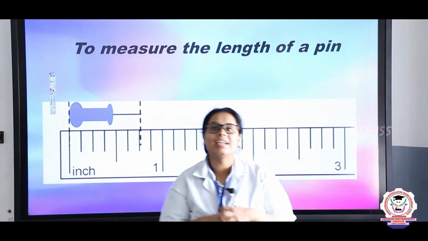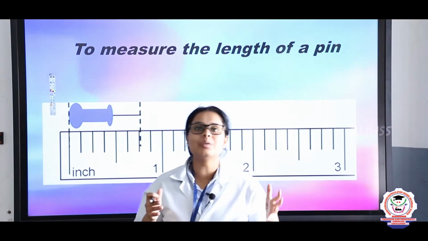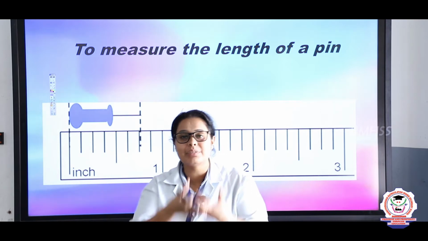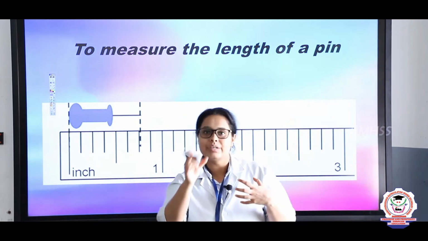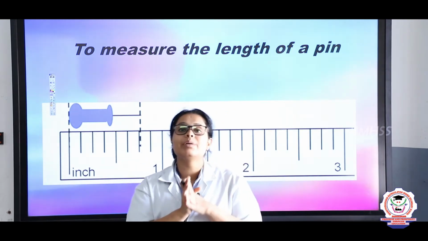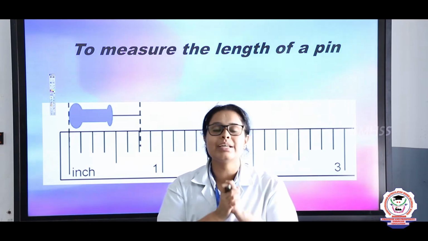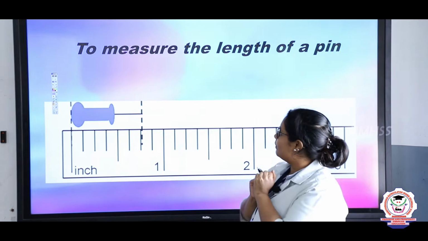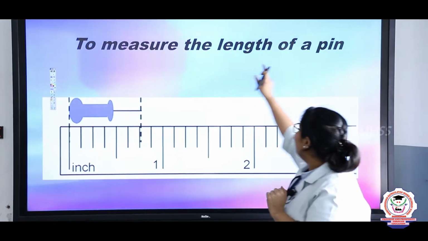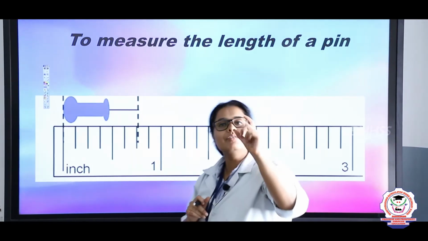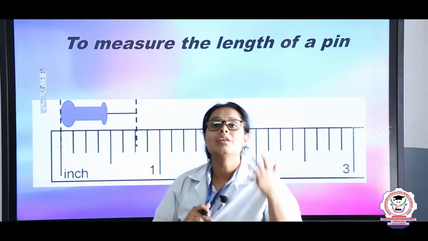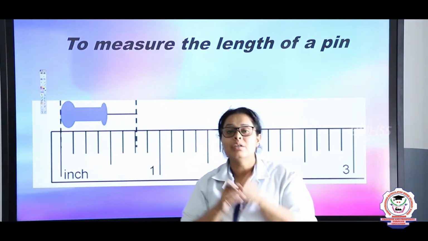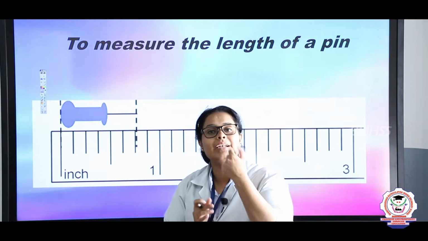So students, in the previous class we discussed what measurement is and what the unit for length is, right? Today we are going to see how to do experiments related to length. The first experiment is to measure the length of a pin. A pin is a very small thing, right students? So how can we measure its length? Here we can use the centimeter scale.